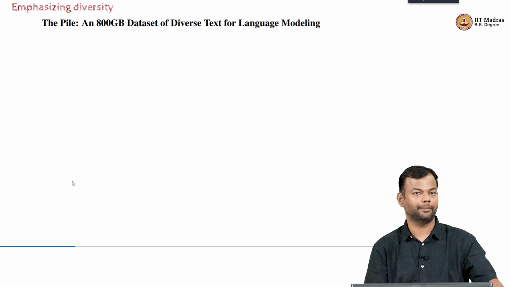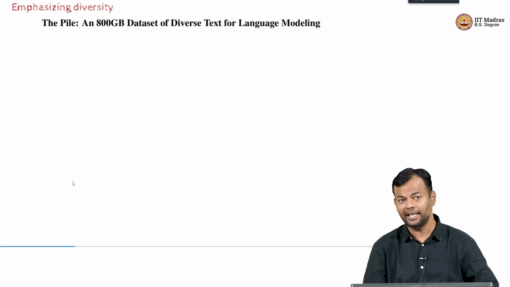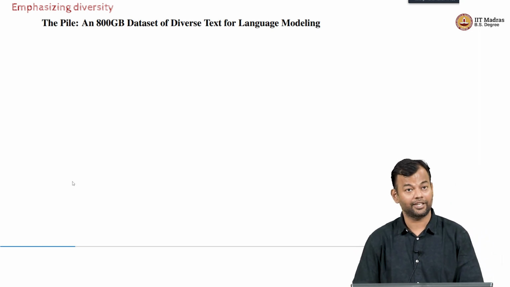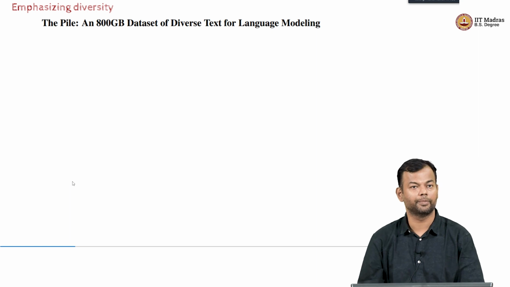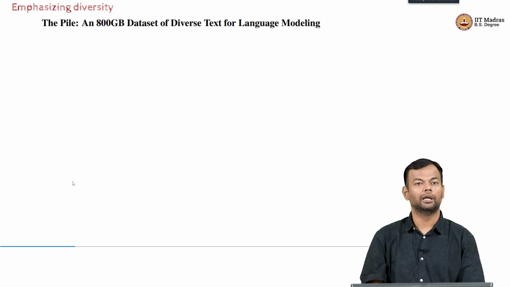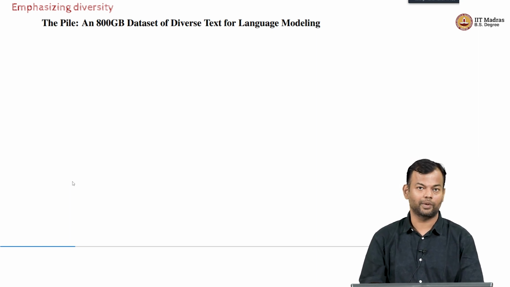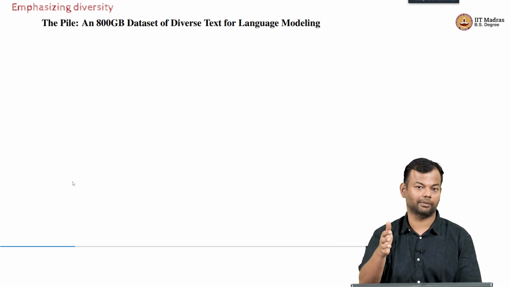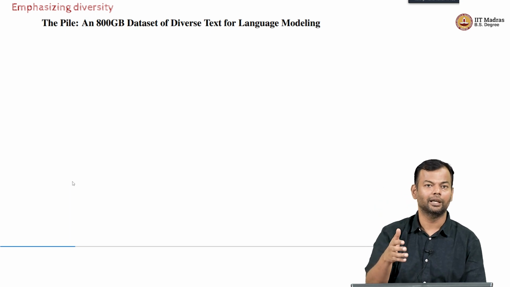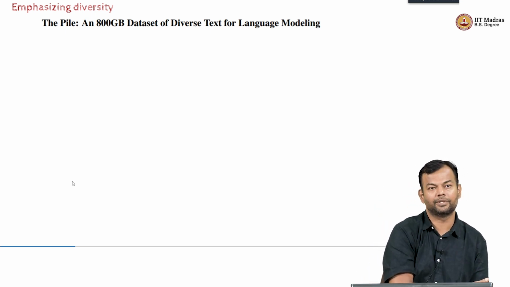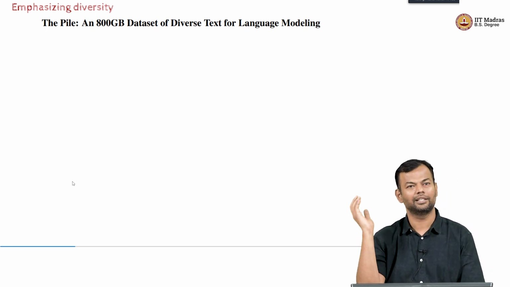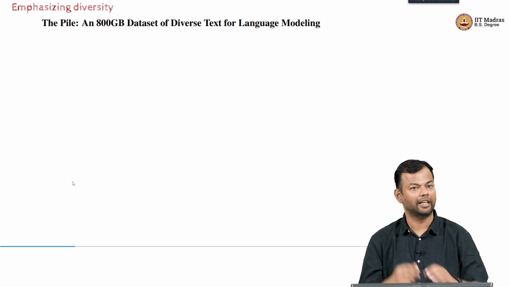But at the same time, there were also studies which started saying that size is not all that matters, right? So there has to be diversity. There was this Pile corpus which was released, which was 800 GB, but they said that diverse text is very important. It does not make sense to just keep collecting news data, for example, right? Because then it will all look similar and you will not have any proper representation of, say, STEM or other domains, right? Because largely news would have a certain flavor, right?